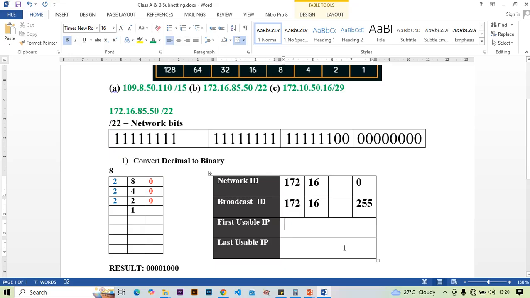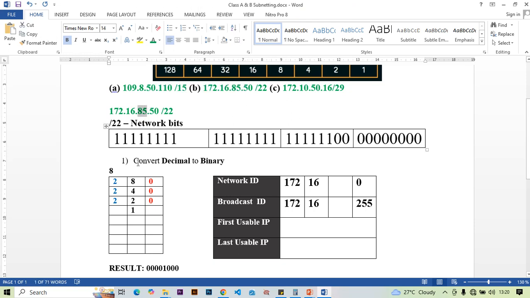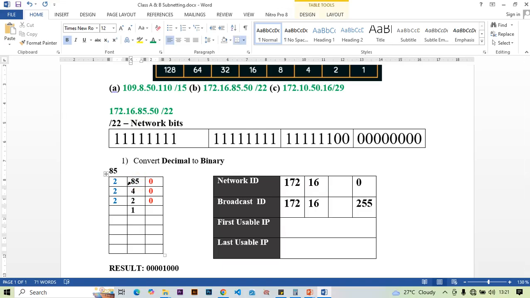Okay, now how do we find these values for this part? To find the value for this part, we shall have to first of all convert this value, which is the third octet, into binary. So here we're having 85 is what we're converting into binary. So this is 85, and so let me remove all this.